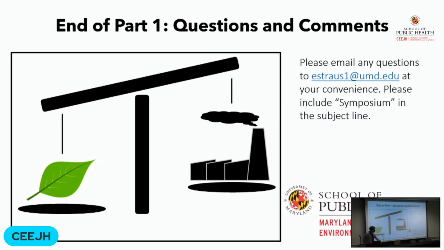I'm just wondering when the EPA EJ tool was created. I think 2019. Actually, that's a good point. Something I forgot to mention.